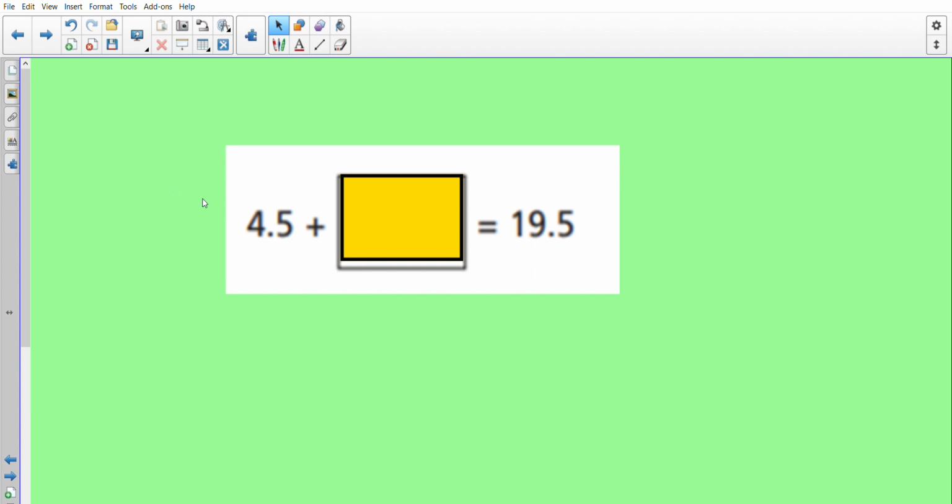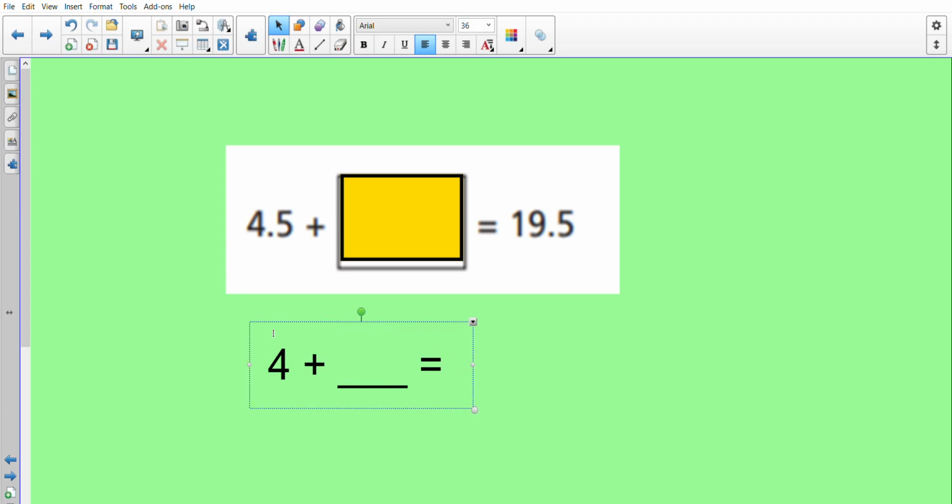Now this one here is a bit different. 4.5 add something equals 19.5. It's a missing number question. Now it looks a bit tricky, but let's just have a think about this. It's that number there and that number here, they both have a 0.5 on the end. So we can kind of leave them out of it for now, can't we? What we really need to know is what 4 add something equals 19.